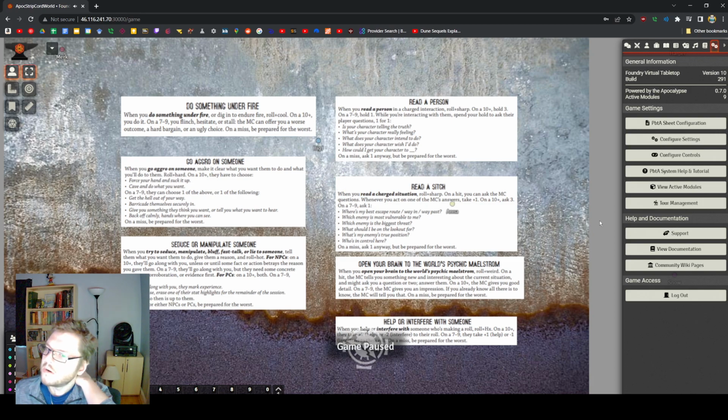And then read a sitch, which is read a charged situation. There's also rolling on sharp. On a hit, you ask the MC questions. There's a slight difference between reading a person and reading a sitch. When reading a person, you get hold. You can spend that hold as you like during the conversation. You don't have to spend it all up front. Whereas in reading a sitch, you just ask the questions straight up and I give you the answers.